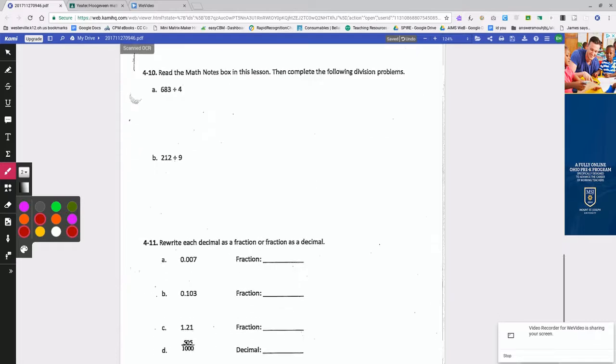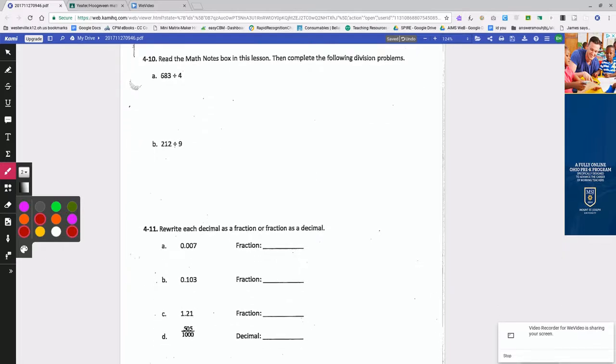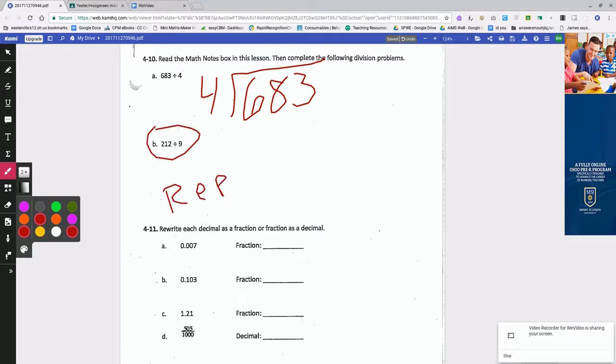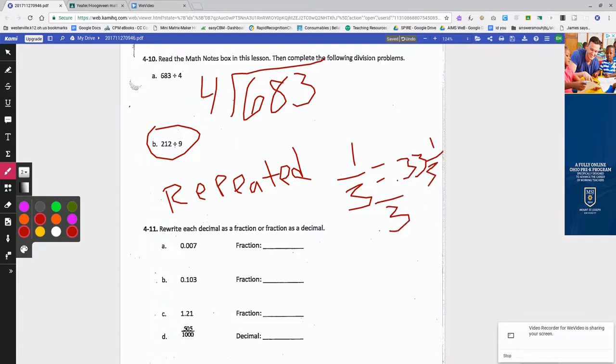And then simply coming to the last page, you're just going to set this up again, 683 divided by 4. Try not to use any remainders. Finish the problem out. And then your hint on B is the answer will have a repeated decimal. Remember, a repeated decimal is anything like a third, where it's equal to 33 1/3%. It will just keep repeating 3 over. So make sure you put your repeated sign for the answer there.